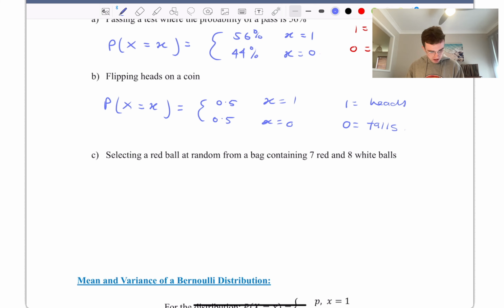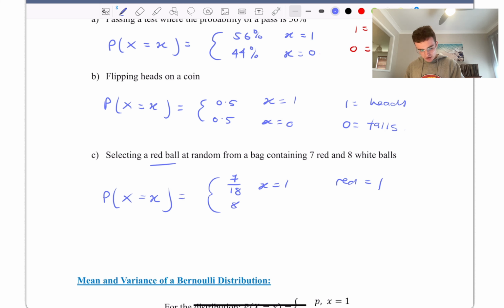Part C, we've got selecting a ball at random containing 7 red and 8 white balls. So the probability of X being equal to x is, well, the probability of getting a red ball is going to be 7 on 15, because there's 15 balls, and that's for x is 1. We might say let red equal 1. And the probability of getting a white is going to be 8 on 15 for x is 0, if we say white is equal to 0.